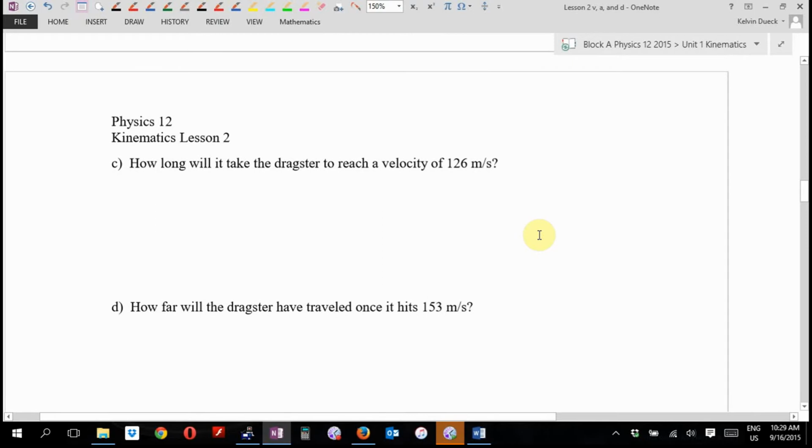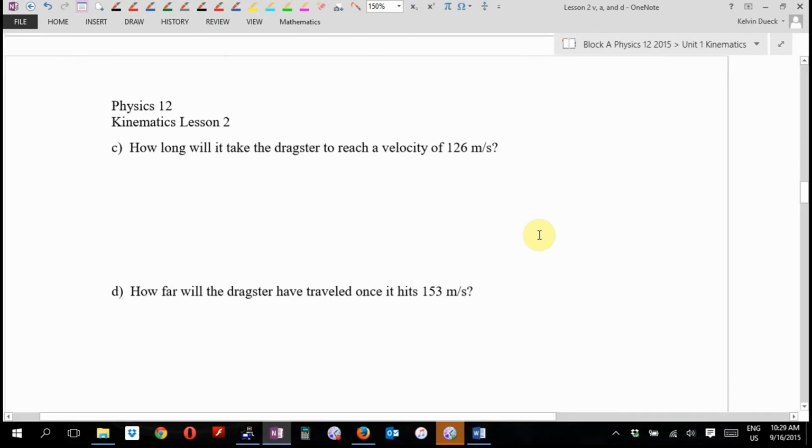Are you guys turning the page? Okay, if we're turning the page, we may read D, F, I, C. I don't know. We may relist our data. It says, how long will it take the dragster to reach a velocity of 126 meters per second? What's C asking me to find?